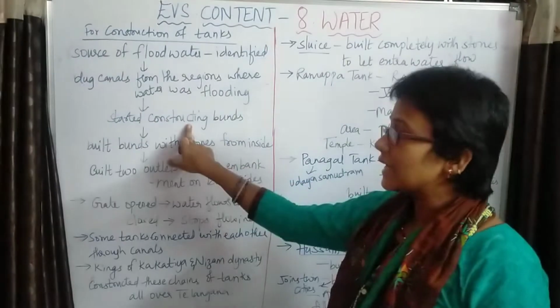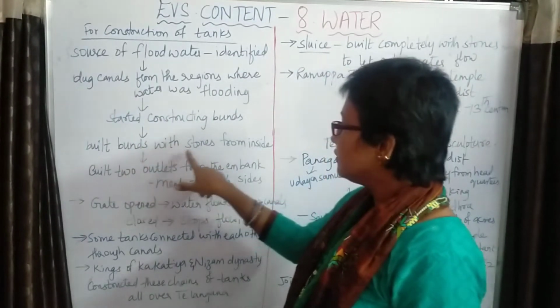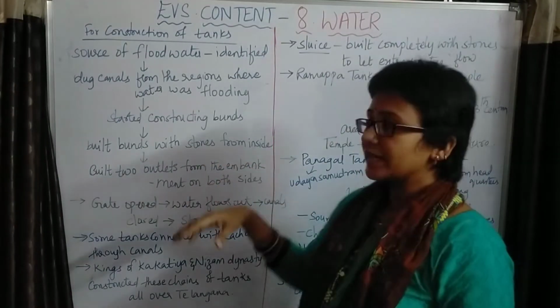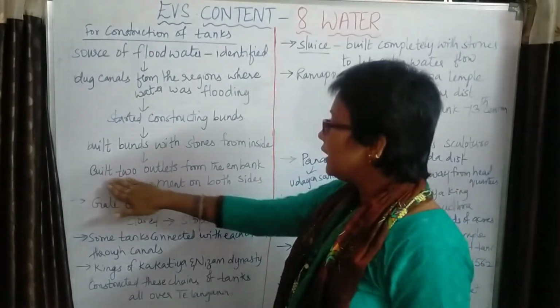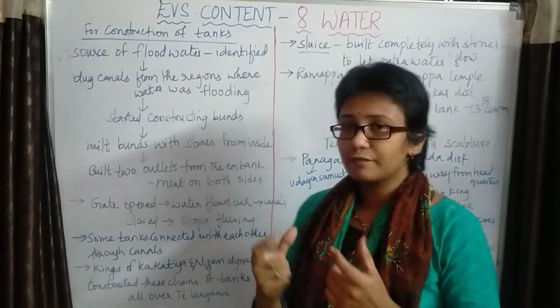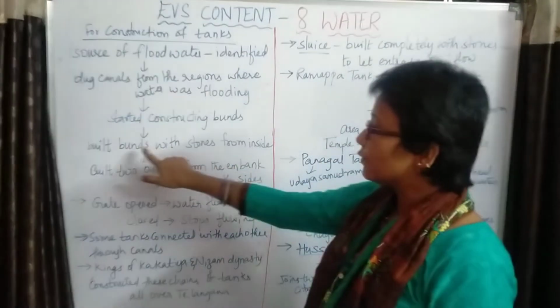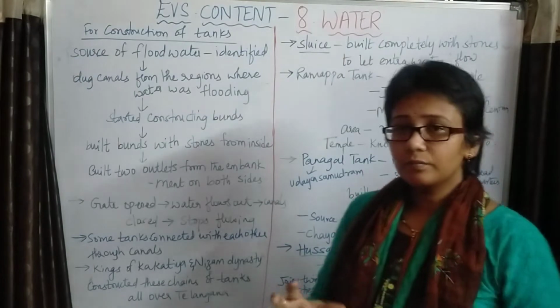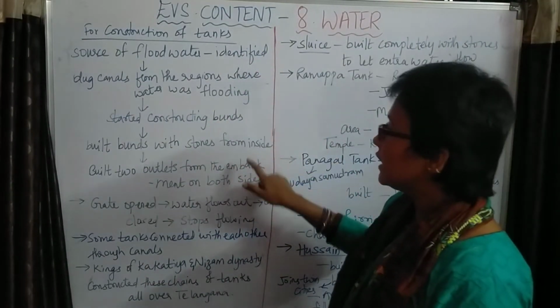Next we have to start constructing the bunds in those canals. The bund we have to build with stones from inside. So inside the bund we have to put the stones. Next, build two outlets from the embankment on both sides, for the movement of the water. So these are the different steps used for the construction of the tanks.